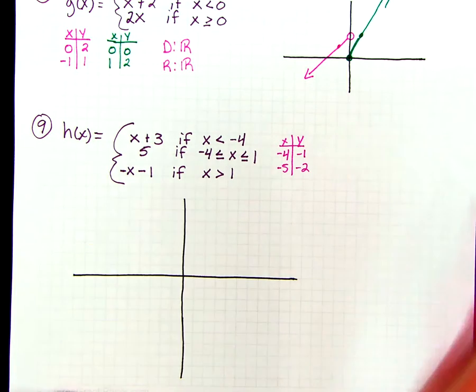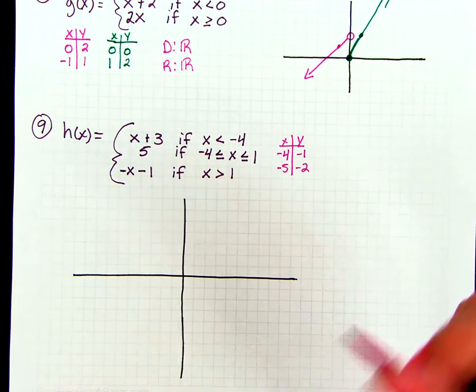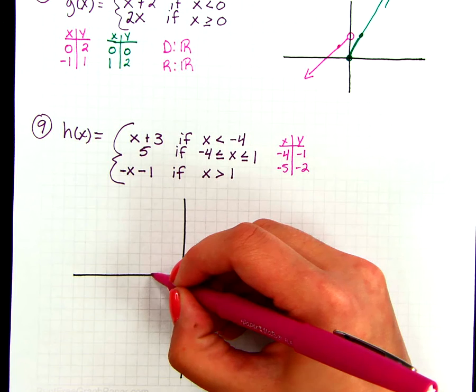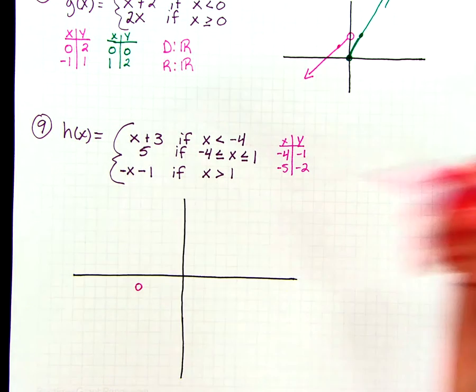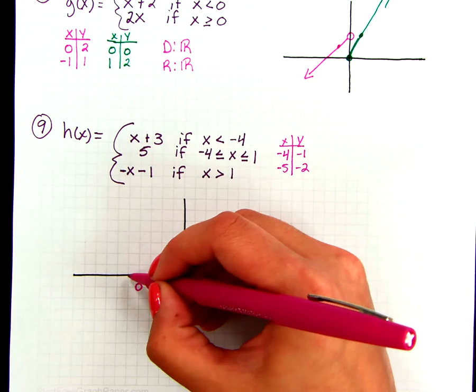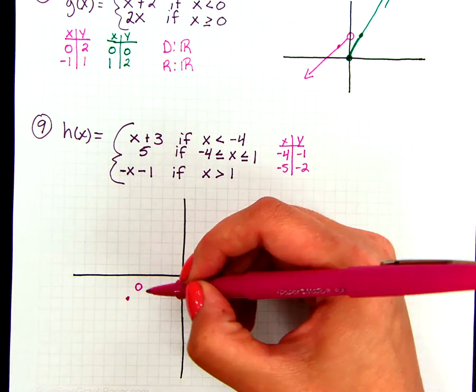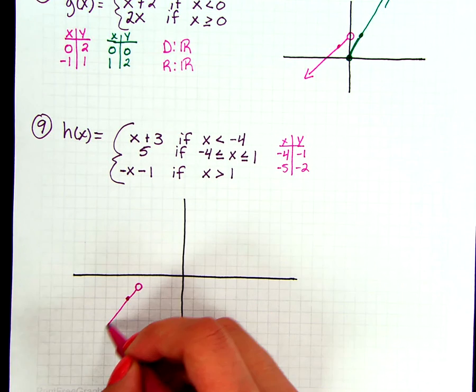And then for our endpoint, we need an open circle. So left 4, down 1, open circle. And then we're going left 5, down 2, closed circle, connecting them together.